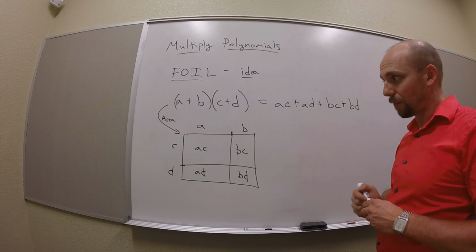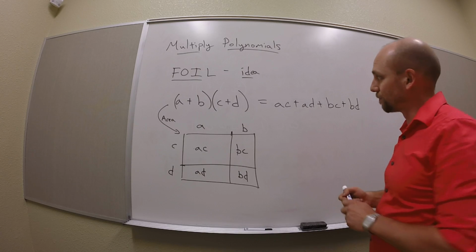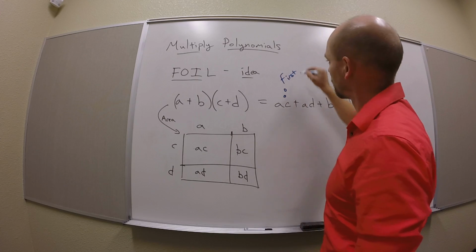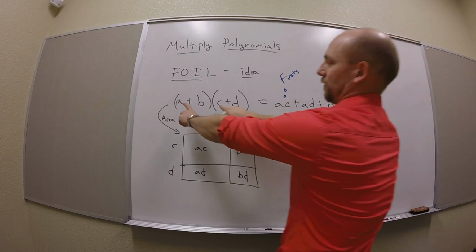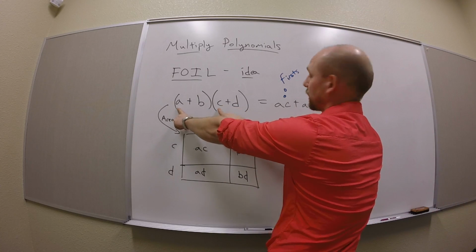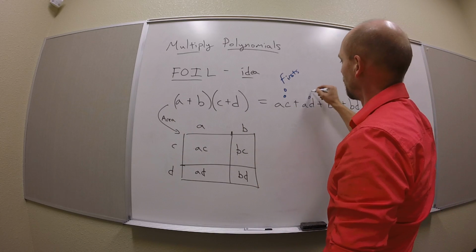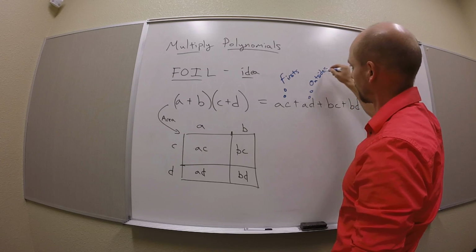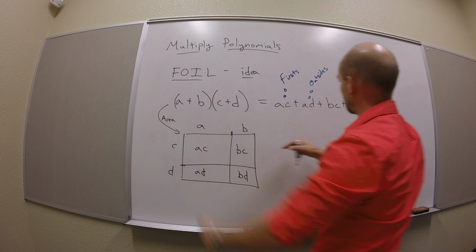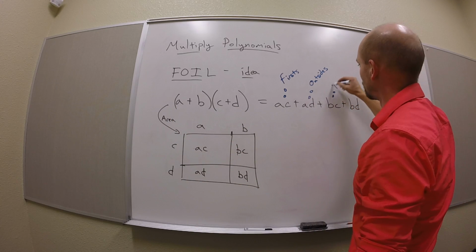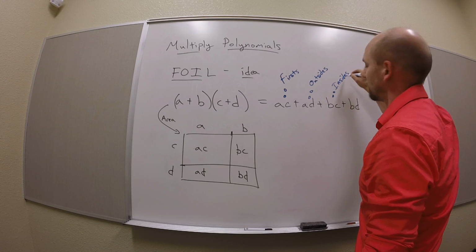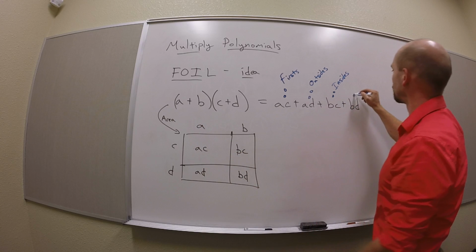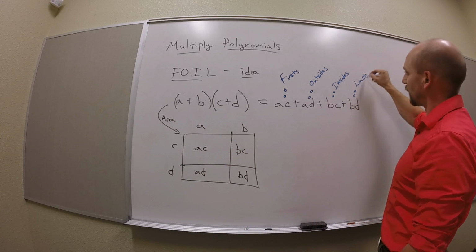And because that's a kind of a mouthful, we made up this acronym FOIL. So this thing here is the first, right? It's the first thing out of the first thing and the first thing out of the second thing. So I multiplied those together. AD is the outside things, right? That's A and D, the things that are on the outside. And then there's BC, which is the things on the inside. And then there's BD, which is these guys, which I'm sure you guys will realize is the lasts.